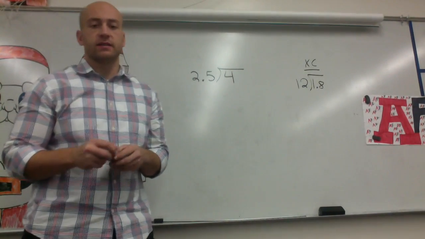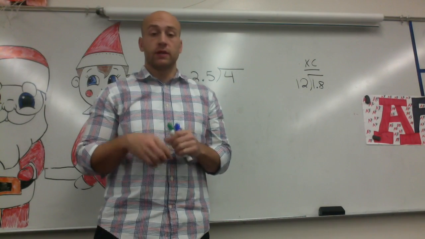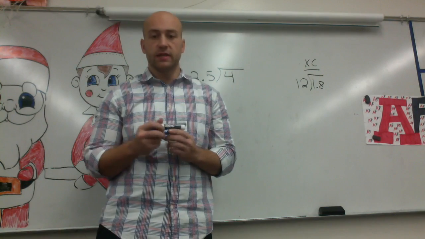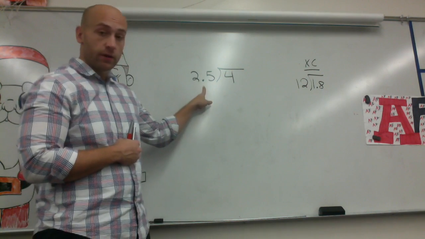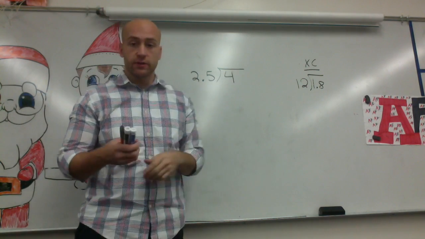Okay guys, this is lesson 5.7. We're doing decimal division, but we're writing zeros in the dividend. So remember, this is the divisor, the dividend, and then our answer is the quotient.